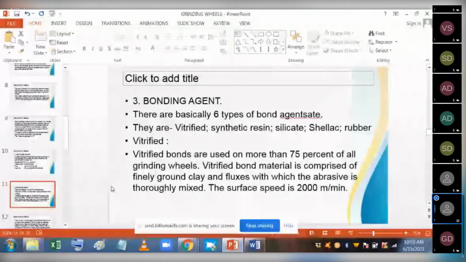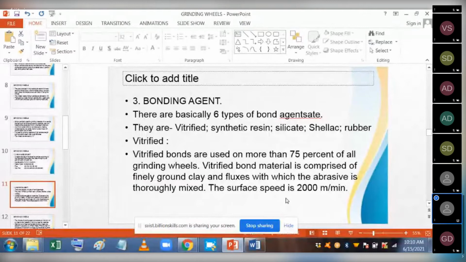Vitrified bond material is comprised of finely ground clay and fluxes with which the abrasive is thoroughly mixed, and then it is heated in a furnace. The surface speed that normally can be achieved is 2000 meters per minute. You have seen in your workshop that the grinding wheels move at a very, very high speed. You cannot really go near them. So for vitrified bonds, the speed limit is 2000 meters per minute.